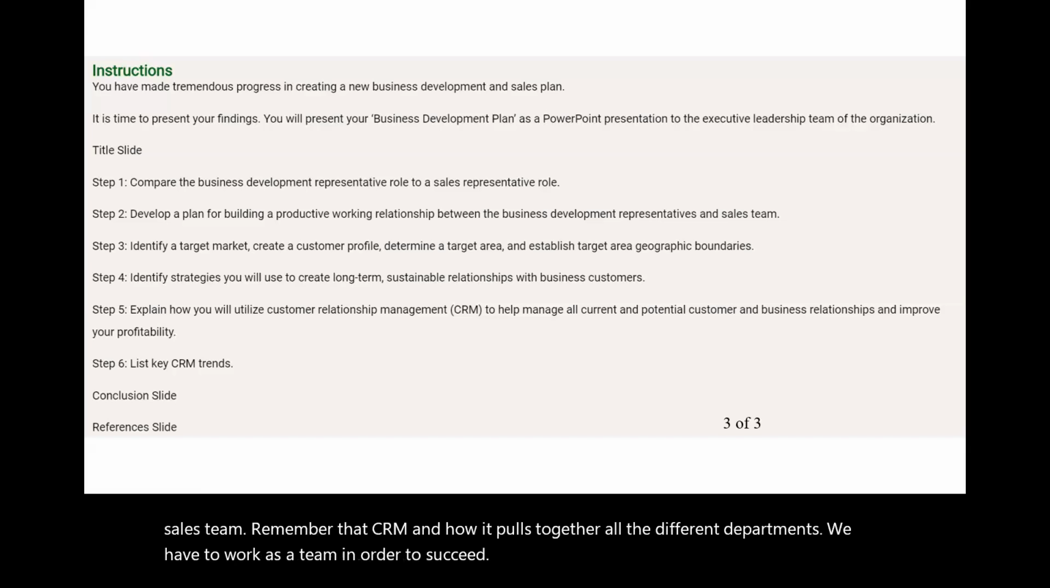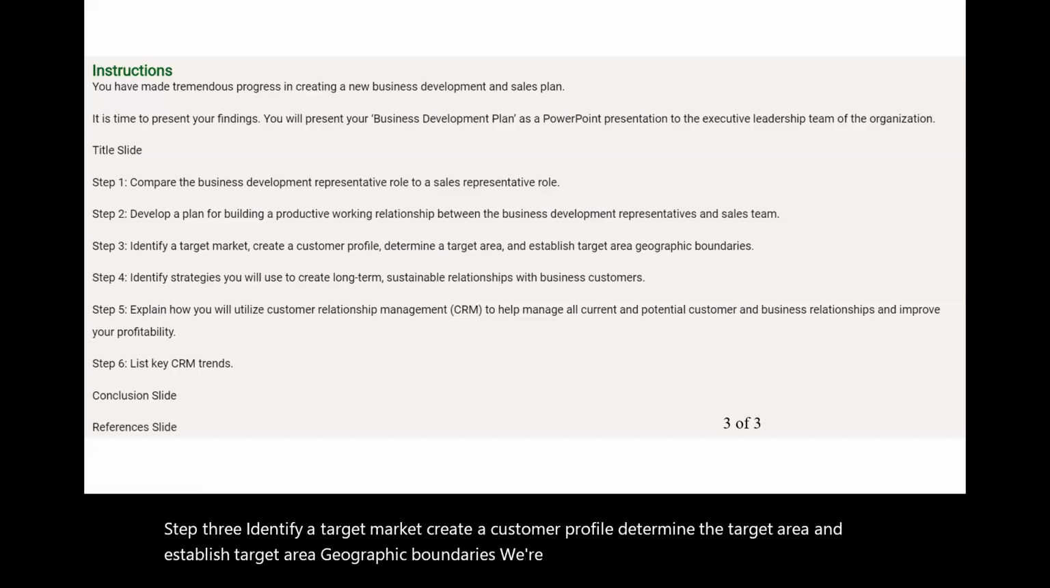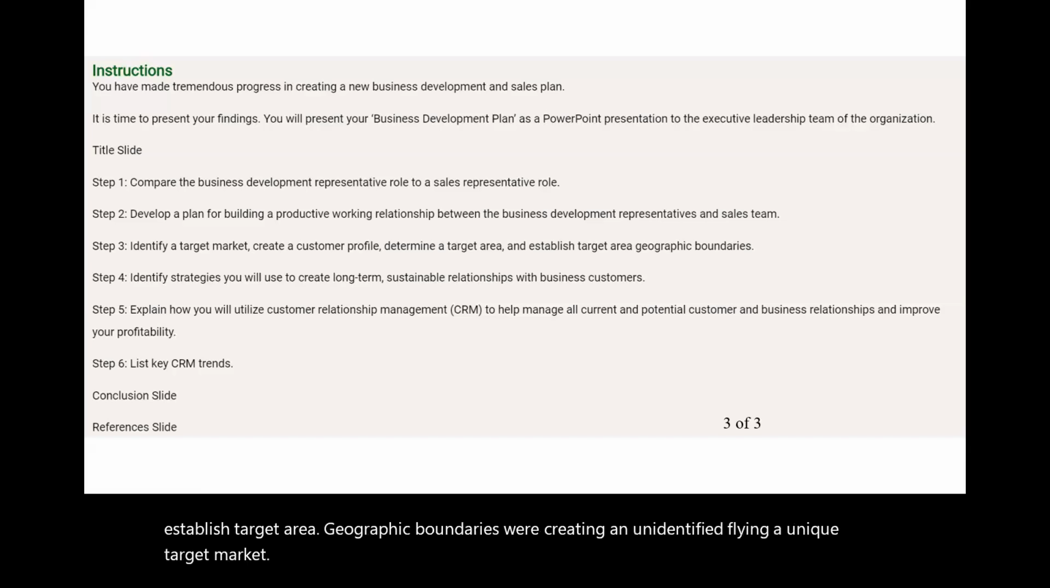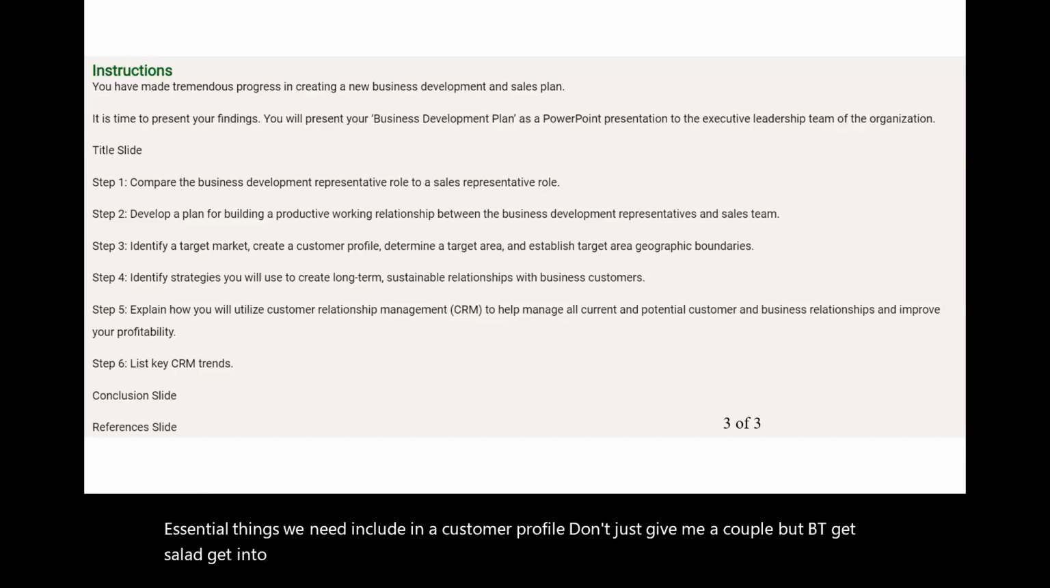Step 3, identify a target market, create a customer profile, determine a target area, and establish target area geographic boundaries. We're creating and identifying a unique target market. We're identifying essential things we need to include in a customer profile. Don't just give me a couple, but be deep, get solid, get into it. Remember how much this is counting towards your final grade.